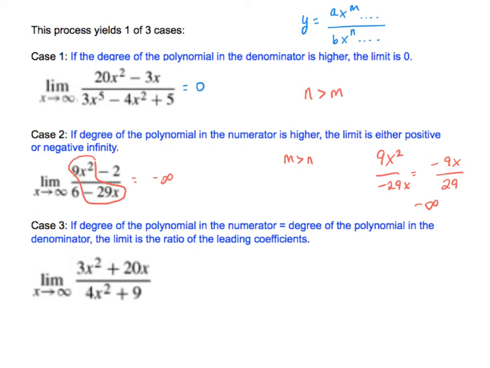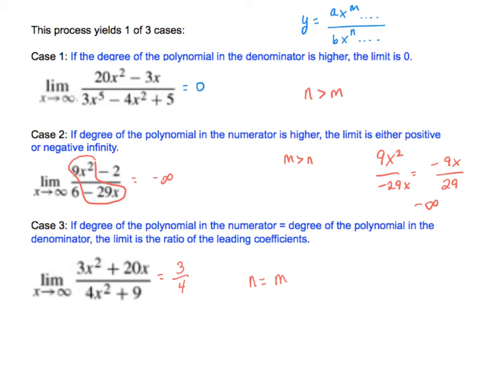Then I would be doing a negative times a negative, and it would go positive. So you have to be more careful in case 2. Case 3, they're the same. You would get 3 over 4 for this example, right? They are growing at the same rate. The x squareds cancel out in this scenario, and you would have 3/4. So these are your 3 different situations.